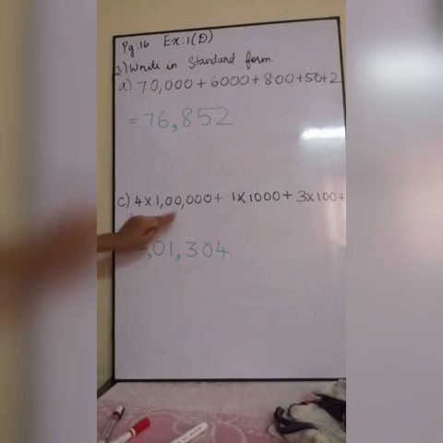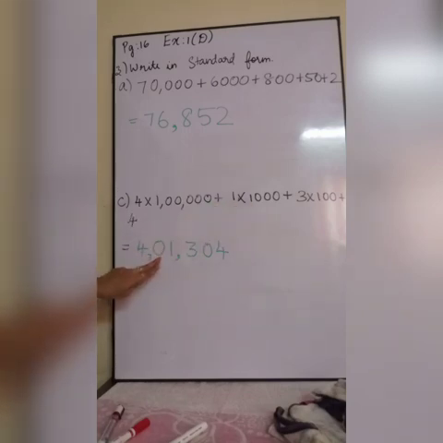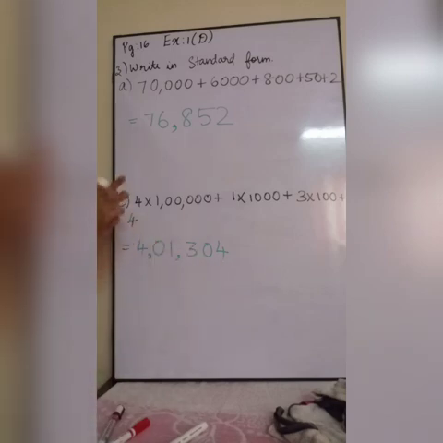1 lakh, so I wrote 4. After that, 10,000 should be there, but there is no 10,000, so I wrote 0. After 10,000, 1,000, so I wrote 1. After thousands, hundreds, I wrote 3. After hundreds, tens. No tens here, so 0. After tens, ones, so 4, this is given. So this is my standard form.